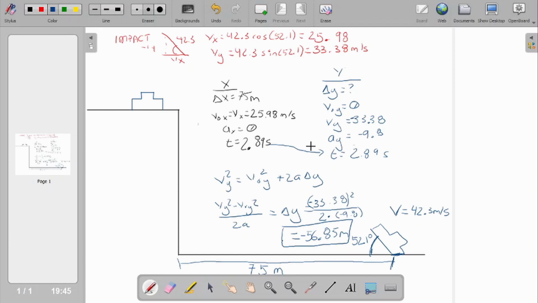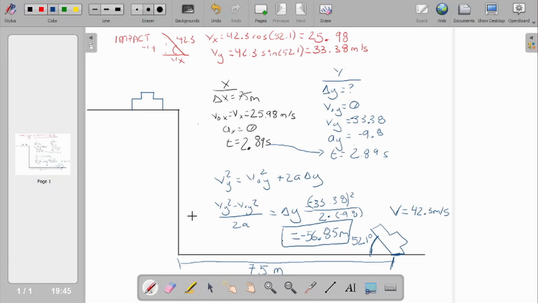I could find t directly from y, or I can find delta y from y. Right off the bat, I don't even need the t at all. I found the t just for good measure to show that you can and how you could work that backwards from there. But ultimately, I just used the v naught y, vy, and ay to find this equation to find your delta y. Plug in your values, you'll get negative 56.85, which means it went down 56.85 meters, which means the cliff that it fell off of, in this case, was 56.85 meters tall.